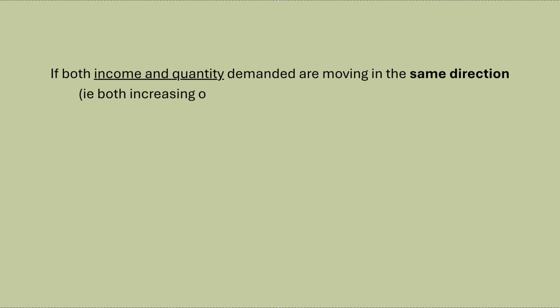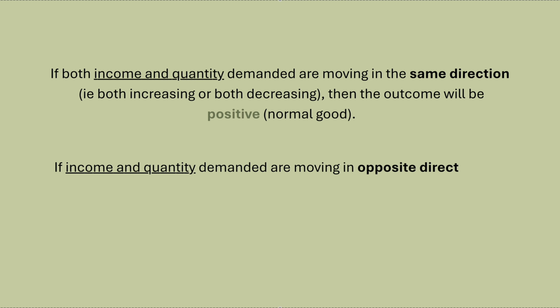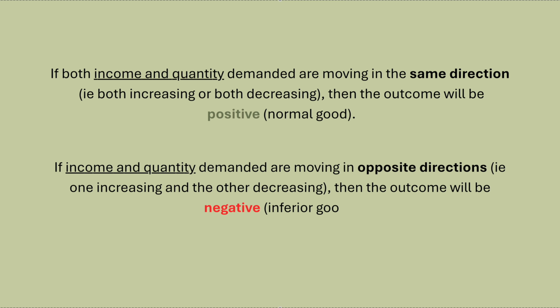There are, though, a couple of tricks that can be useful to know. If income and quantity demanded are moving in the same direction, i.e., both are increasing or both are decreasing, then the outcome will be positive, which means that it's a normal good. So if income was increasing and you buy more of the thing, then it's a normal good. Or if income and quantity demanded are moving in opposite directions, i.e., one is increasing and the other is decreasing, then the outcome will be negative, i.e., it's an inferior good. So if income is increasing but you buy less of the thing, then it's inferior.